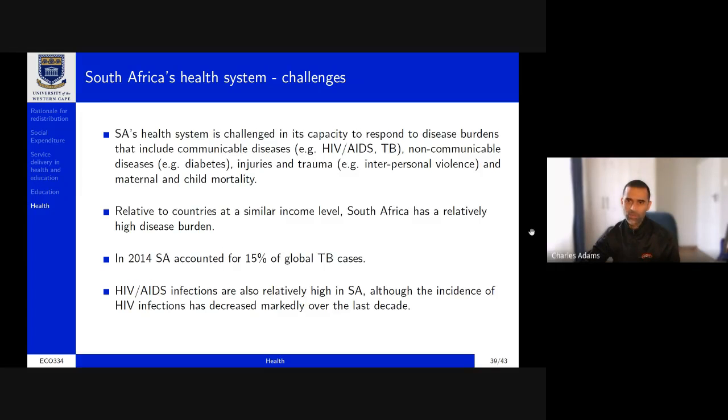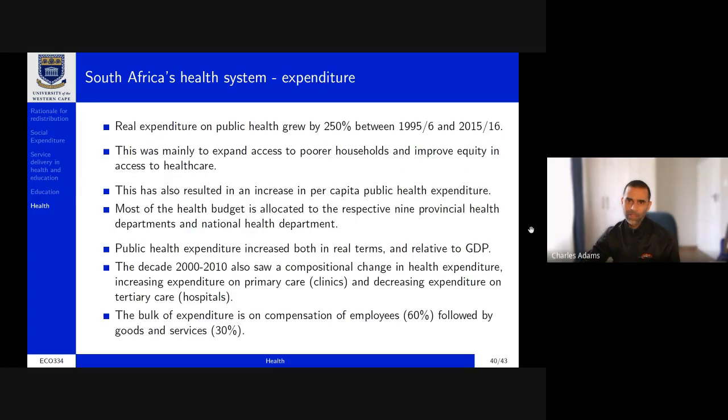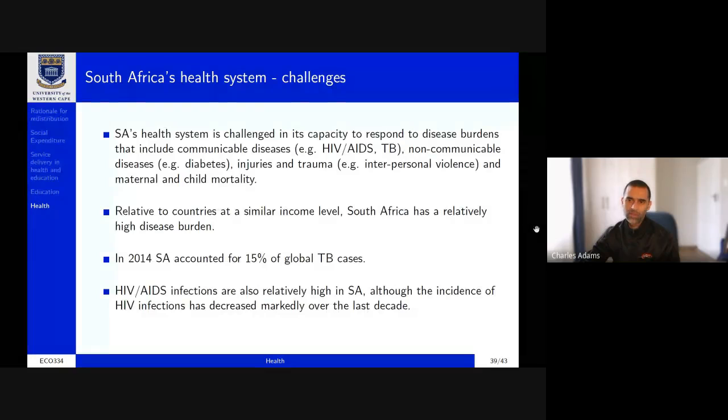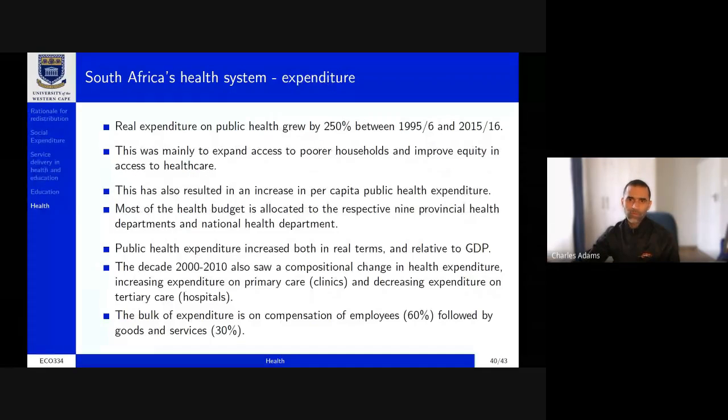And so our health system is challenged, and if you consider our level of development, it's especially disconcerting. Now, real expenditure on healthcare did grow quite significantly post-apartheid, and this was mainly to expand access to poorer households. A lot of it was infrastructure. Lots of clinics were built over this period, and new hospitals as well, and this has resulted in an increase in per capita health expenditure.